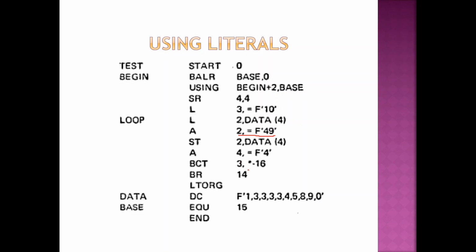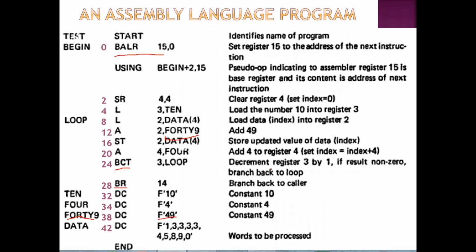One more change you can see here is BCT. In the previous program we wrote BCT 3 comma loop, if you remember. But here, instead of giving loop, we are again using a value: star minus 16. What do you mean by star minus 16? See the previous screen. We are talking about BCT. Instead of loop we have used star minus 16. What do you mean by star, asterisk? Already I have told you, we saw one example using asterisk comma 15. Asterisk points to the current instruction, so the address of the current instruction is what asterisk means.